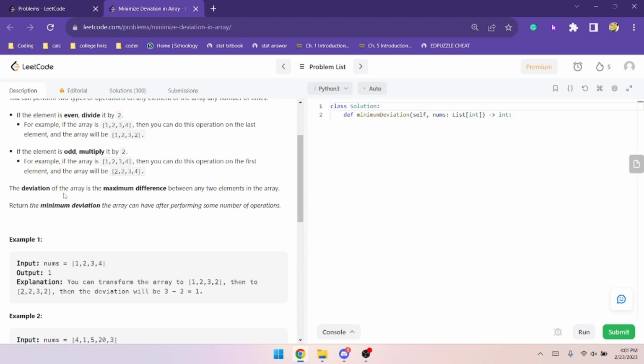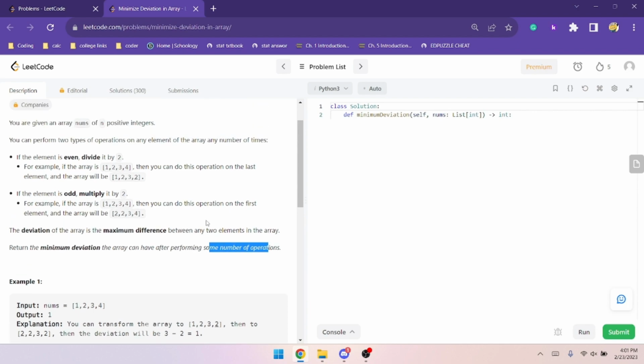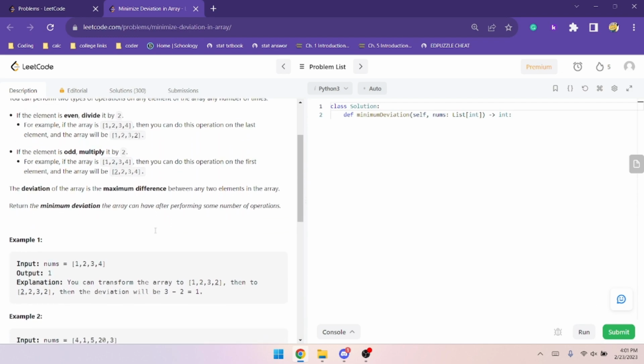The deviation of the array is the maximum difference between any two elements in the array. Return the minimum deviation the array can have after performing some number of operations. So you're trying to decrease the deviation.